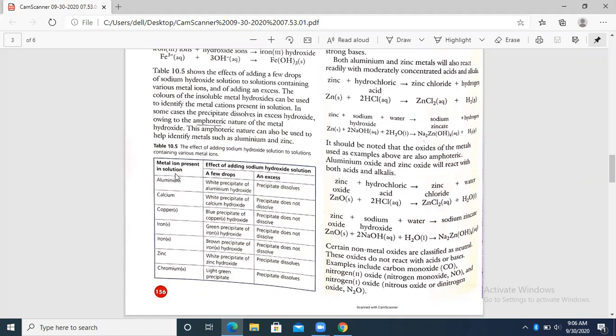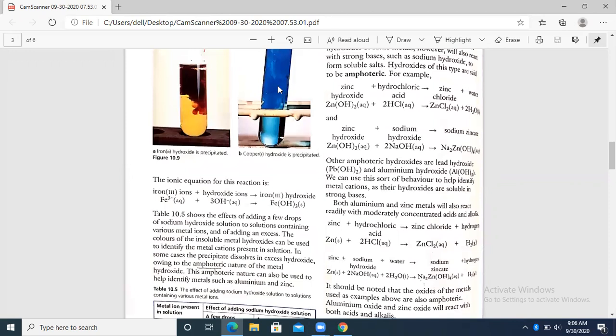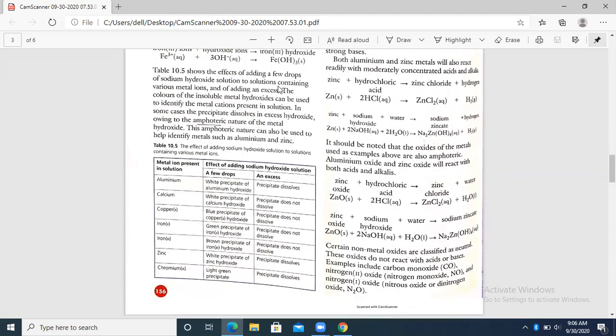What will happen? Metal ion present in solution, effect of adding sodium hydroxide. So listen, aluminium. When we are adding sodium hydroxide to aluminium, it will produce a white precipitate of aluminium hydroxide. White precipitate. Precipitate, you know, like this. The test tube will look like this. This is called precipitate.